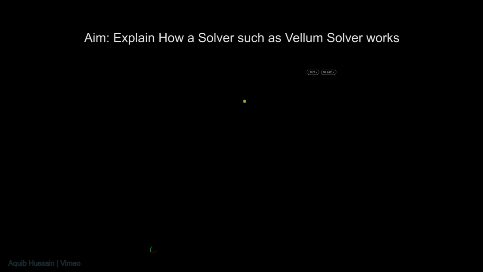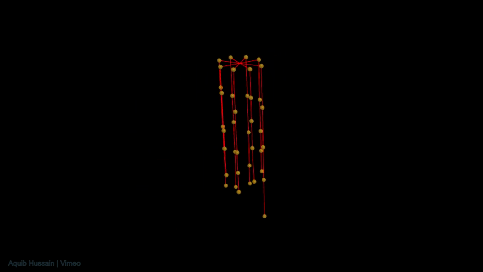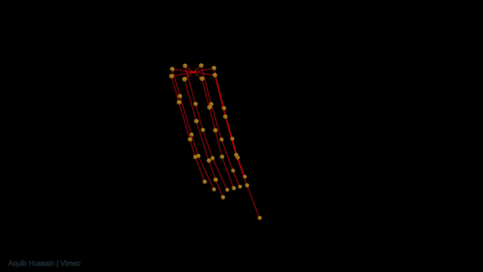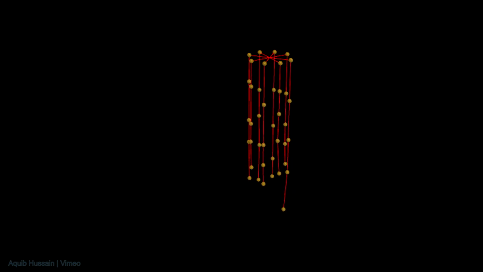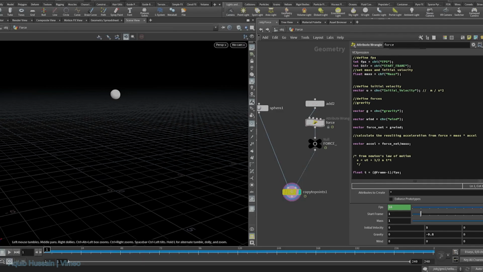How does a point just magically start to fall under gravity? What's the math and physics behind it? So for this demonstration, we're going to make a simple version of the Vellum solver that simulates a particle's behavior under the influence of gravity and spring force, and let's call it Hooke's solver. Let's jump into Houdini, and for starters, let's make a simple particle that falls under gravity.